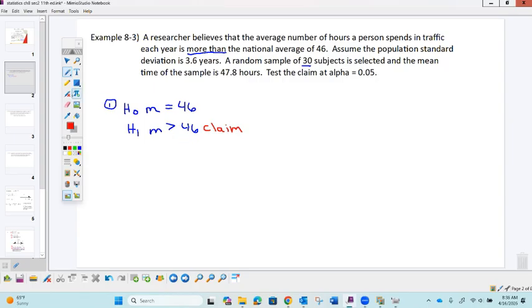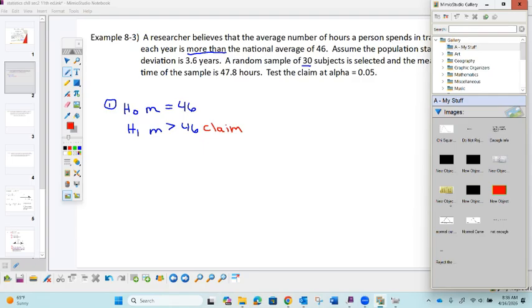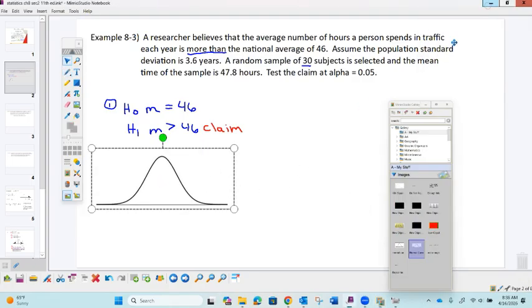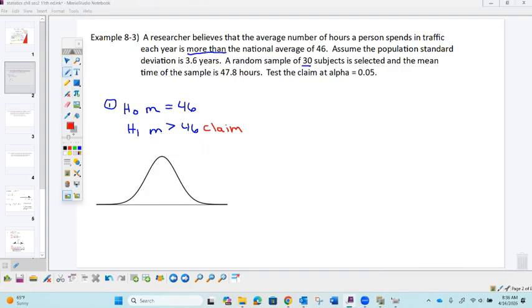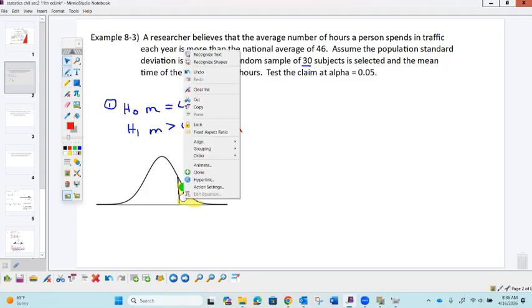Our next step, we are going to draw our curve. My artwork is not good, so I am going to drag a curve over here. We are going to shade this curve to the right, because it is a greater than. Remember the alpha, the amount of error, goes in the shaded region. Alpha is 0.05.